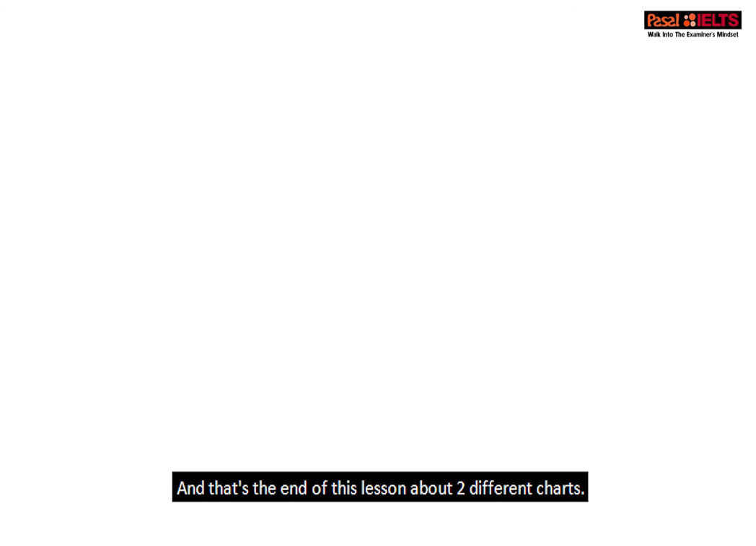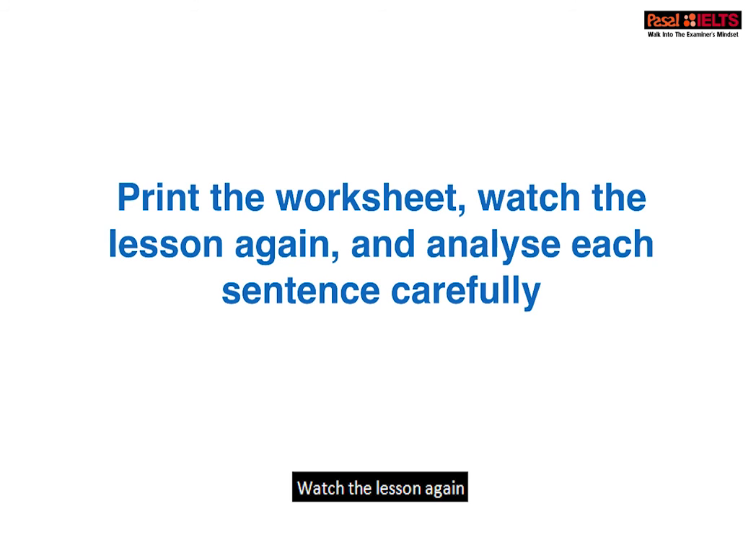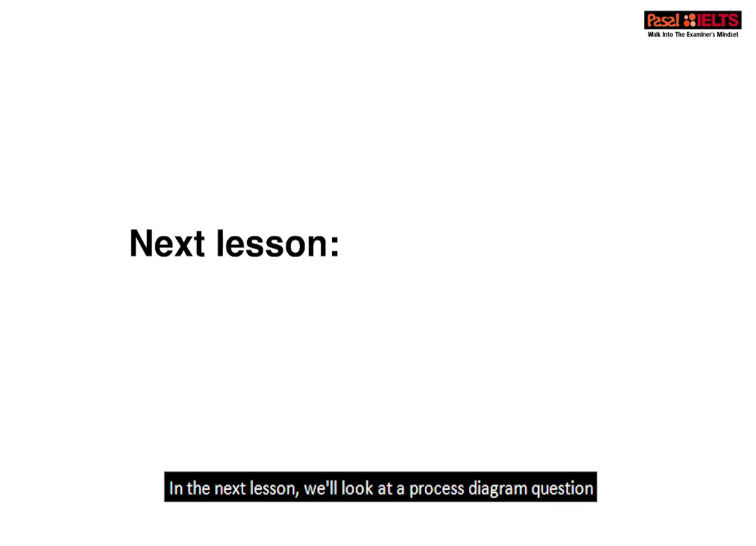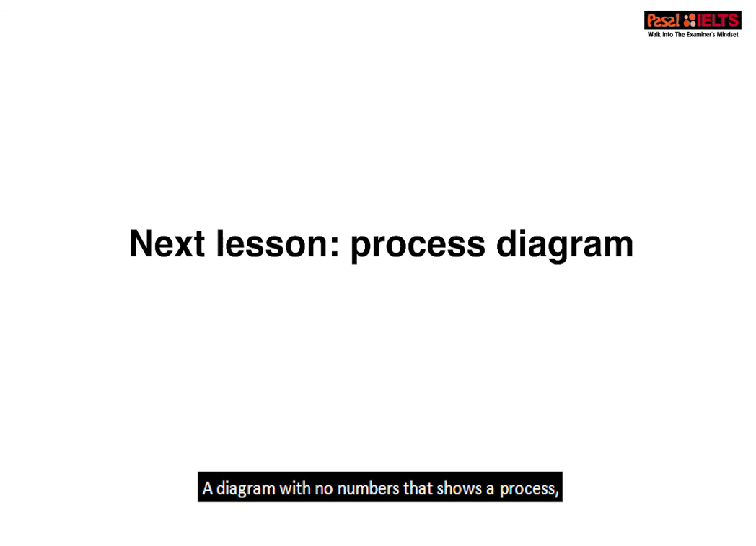And that's the end of this lesson about two different charts. If you print the worksheet, watch the lesson again and analyse each sentence carefully, I'm sure you'll find it even more useful and you'll understand everything better. The worksheet next to this lesson contains the full report as well as some questions to get you looking at the essay more carefully. In the next lesson, we'll look at a process diagram question, a diagram with no numbers that shows a process. So this is quite different from the questions that we've done up to now.